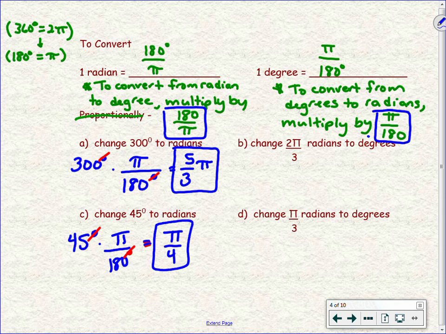All right, going the other way. If I have 2/3 pi radians, and when you see a pi, you don't have to write down the word radian. It's implied that the unit of measurement on pi is a radian. So 2/3 pi, if I want to get rid of the pi's and convert it to degrees, I need to have a degree up on top when I'm all done. So I'm going to multiply it by 180 over pi. This time I was using that formula.